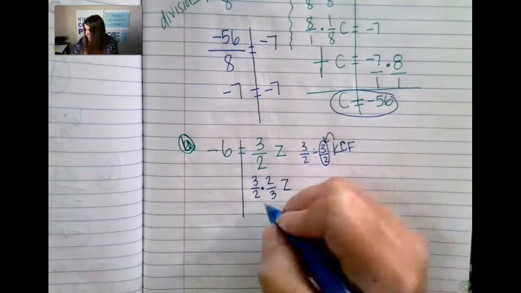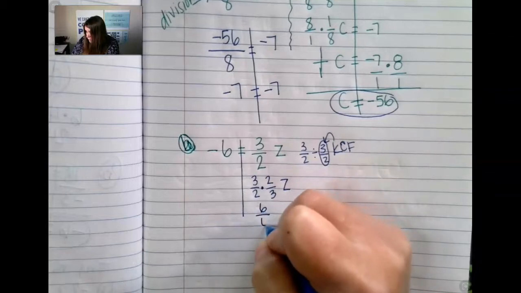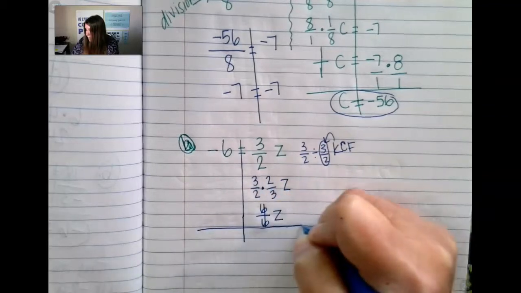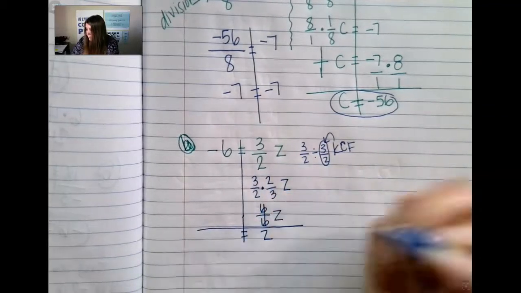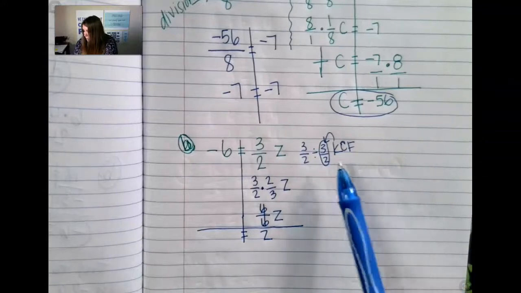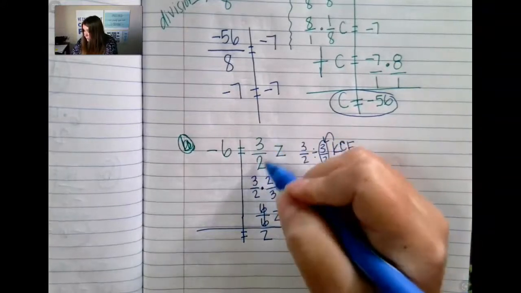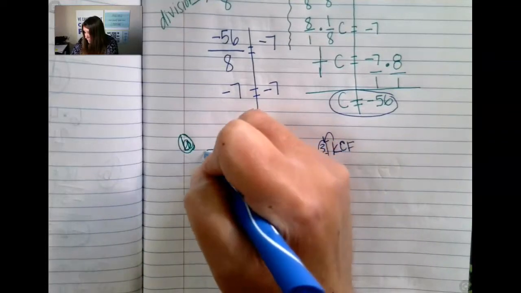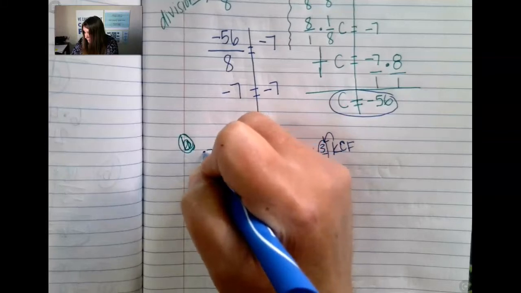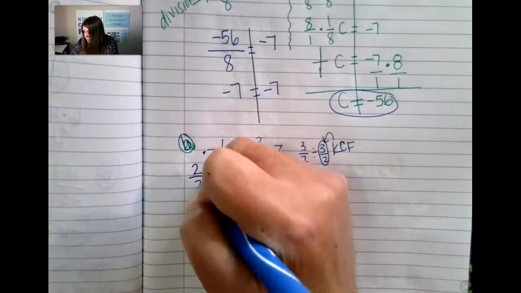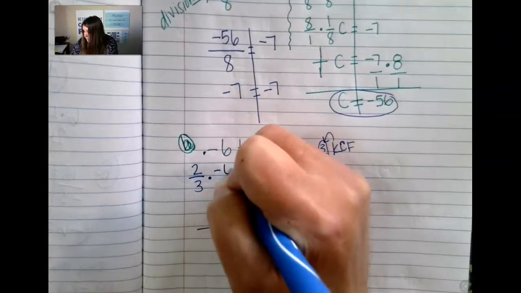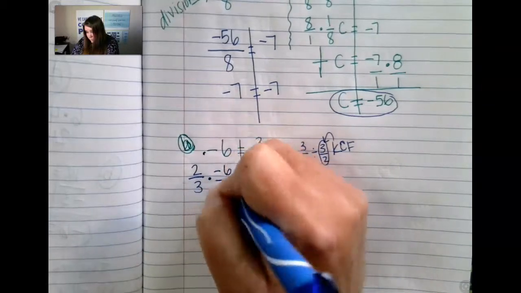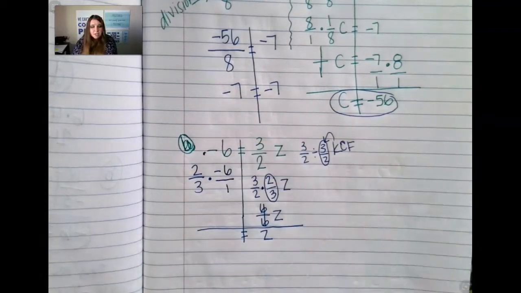This z is just going to keep coming with us because 6 over 6 is 1z. So now I have z equals, well, what in the world did I multiply by? Well, I started with 3 over 2. I actually multiplied by 2 over 3. So I'm going to multiply by 2 over 3 times -6. Well, I know a whole number, just slap a 1 underneath it. Now I have a fraction.